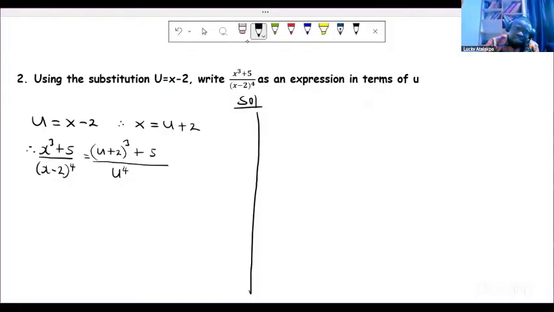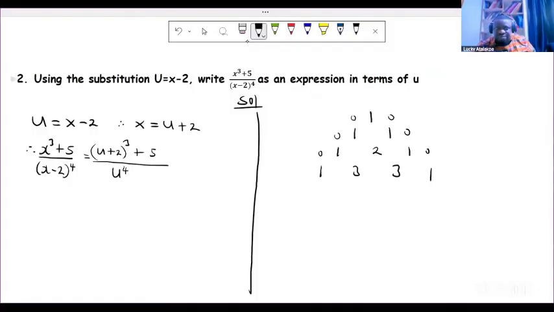Now expanding u plus 2 to the power of 3 using the Pascal triangle, which is 1. Assume there's 0 here, 0. 0 plus 1 is 1. 1 plus 0 is 1. Put 0 here, put 0 here. 0 plus 1 is 1. 1 plus 1 is 2. 1 plus 0 is 1. Add 0, 0. 0 plus 1 is 1. 1 plus 2 is 3. 2 plus 1 is 3. So this is sufficient for that expansion.